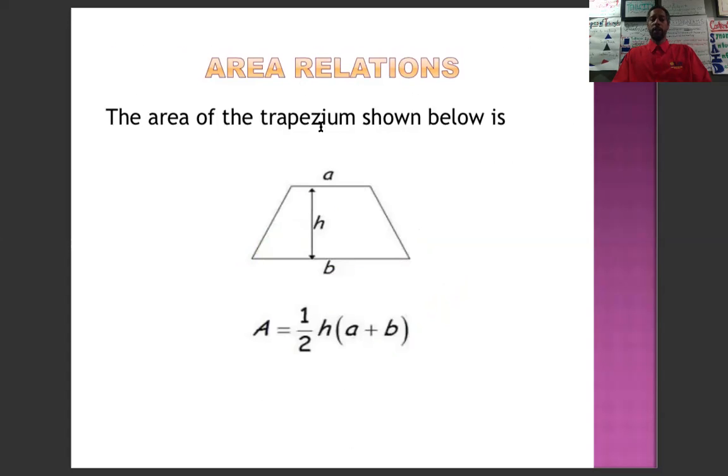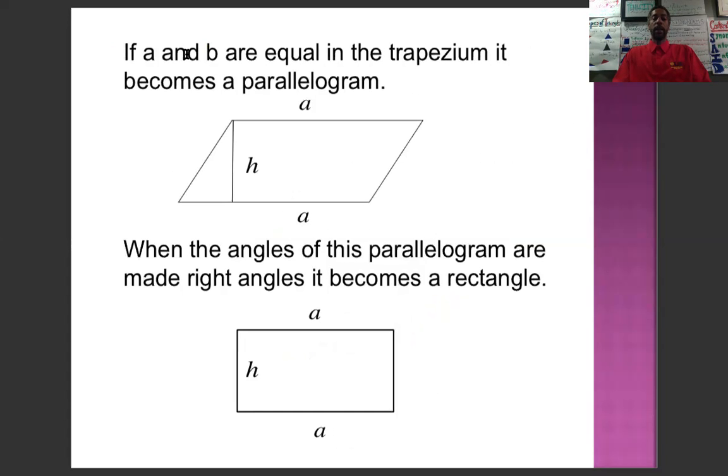The area of a trapezium shown below is A equals 1/2 the height times base 1 and base 2. If A and B are equal in the trapezium, it becomes a parallelogram. When the angles of this parallelogram are made right angles, it becomes a rectangle.